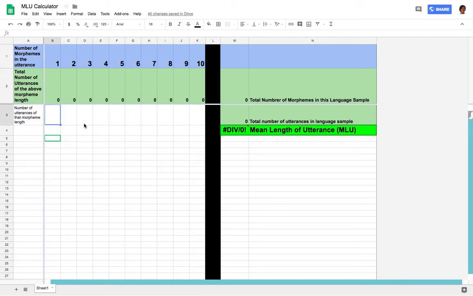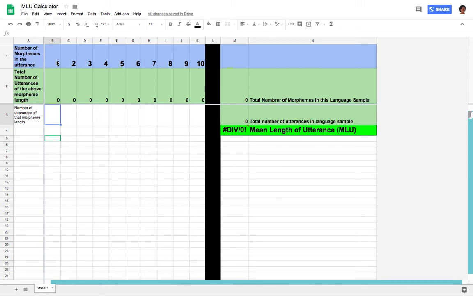Okay, so this is my Mean Length of Utterance MLU calculator. It's based off of the paper and pencil version that I had done before. It allows you to quickly and easily get a mean length of utterance. You can do it in real time if you have a child who will let you use a computer while you're with them.